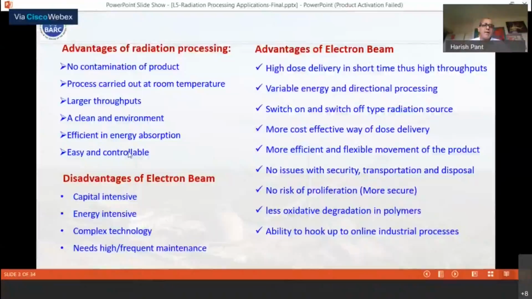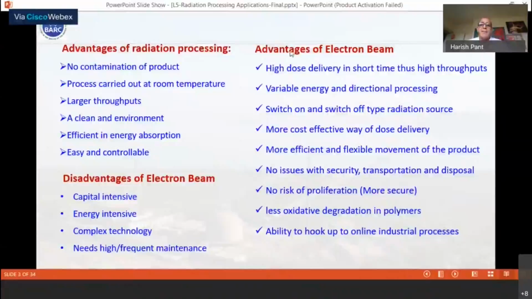Now, as I told you, there are two sources used for processing applications. In my previous slide, I showed you that gamma radiation from cobalt-60 and cesium-137, as well as the electrons and X-rays from electron beams, are used for radiation processing. Now, this electron beam processing has some advantages over the gamma radiation processing technique.